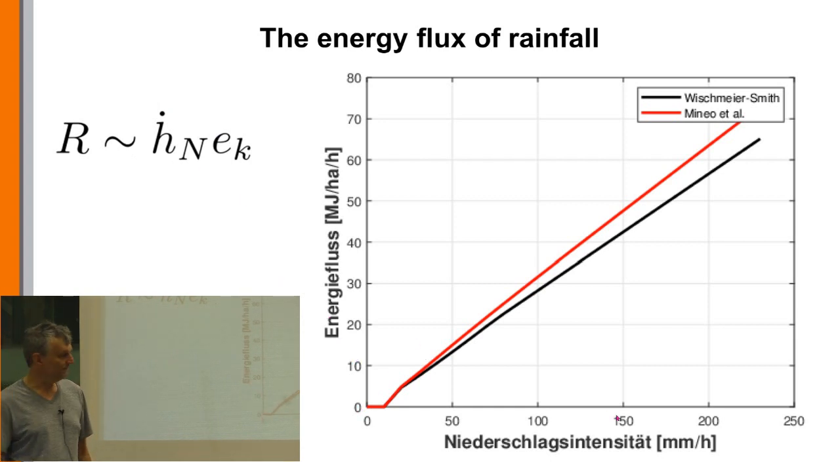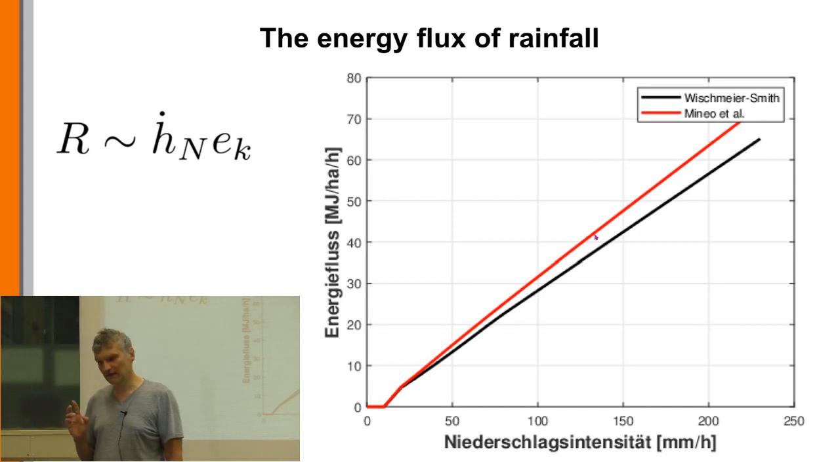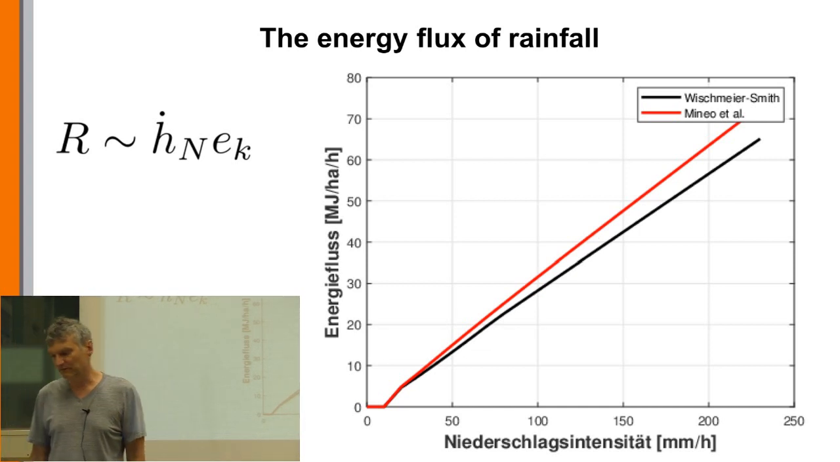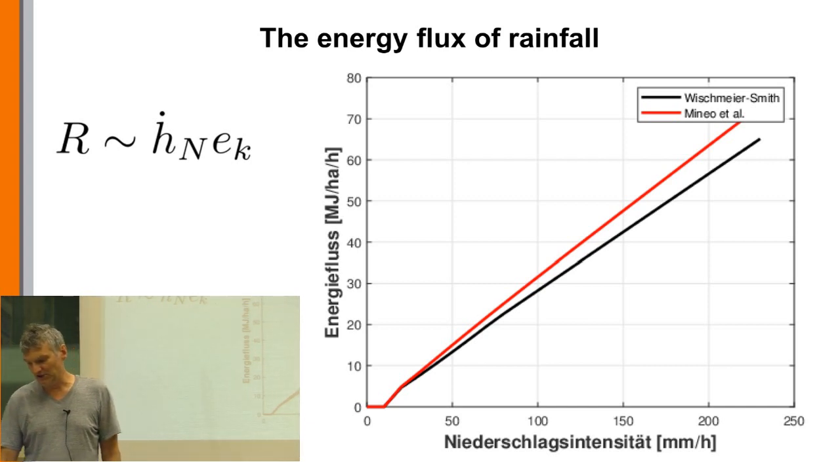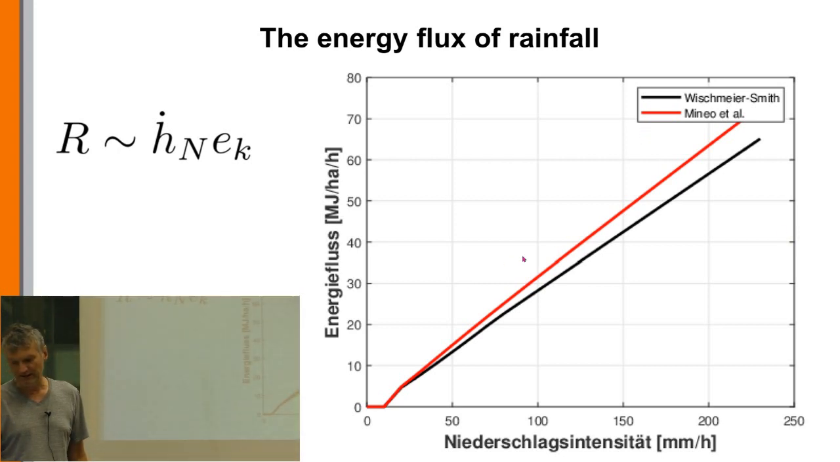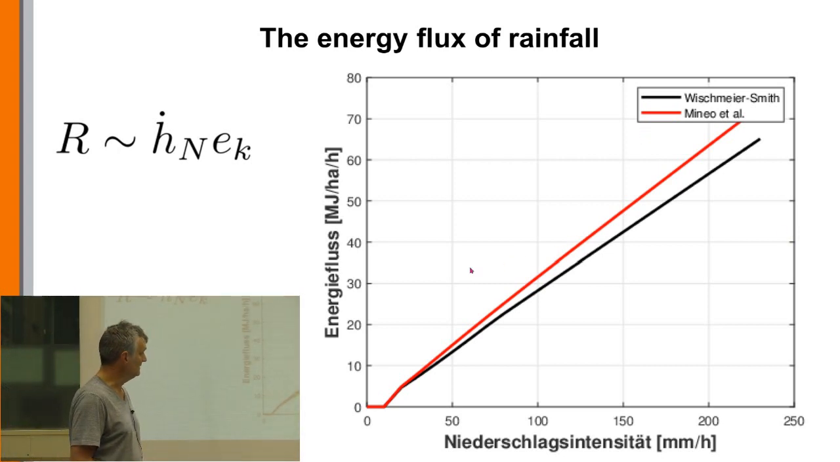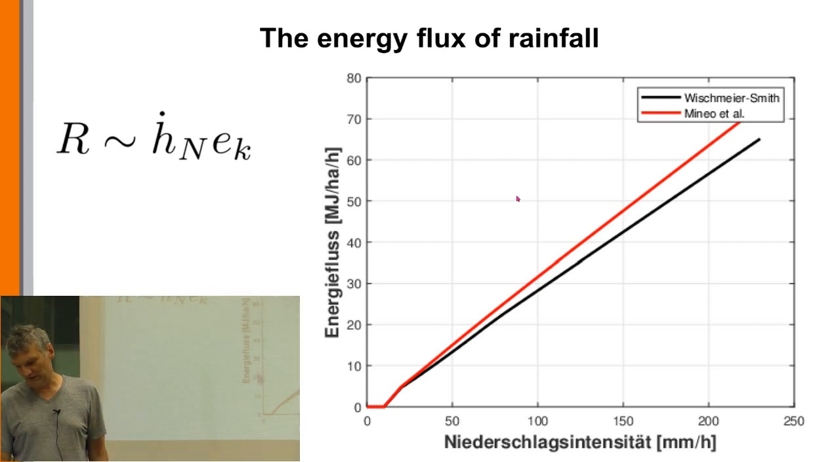So here again the rainfall intensity, in millimeters per hour, and when we multiply the energy by the rainfall intensity, we get something like these two curves, and these two curves are more or less linearly dependent on the rainfall intensity. So there's a linear relation, more or less, for larger rainfall intensities, between rainfall intensity and this R factor for the universal soil loss equation.